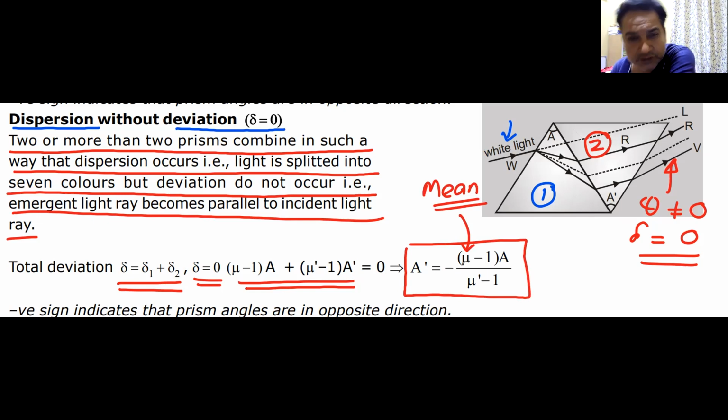You can take the mu of yellow light, or you can take (mu violet plus mu red) divided by 2. Do we understand this? Yes or no? Here the negative sign again indicates that the prisms are in opposition. One prism is erect, the other one has to be inverted. I'll give you 2 minutes to note this down. There is dispersion. White light is getting split into 7 different colors, but there is no deviation. This is known as dispersion without deviation. Your time starts now.